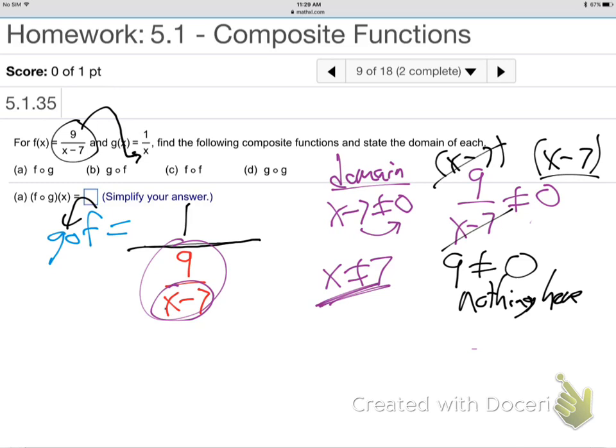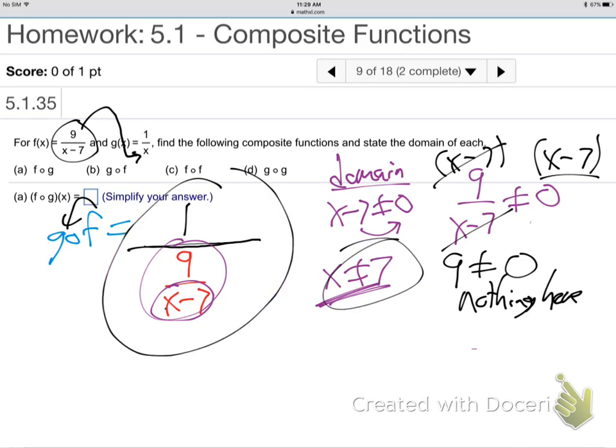So you can just look at that thing and go, no way. Top can't be 0. That doesn't equal 0. There's nothing here. So this is not true. So x can't be 7. That's the only domain restriction. Now, how do we clean this thing up? Same way we did the last one. Multiply by the denominator. Now, what's the denominator?